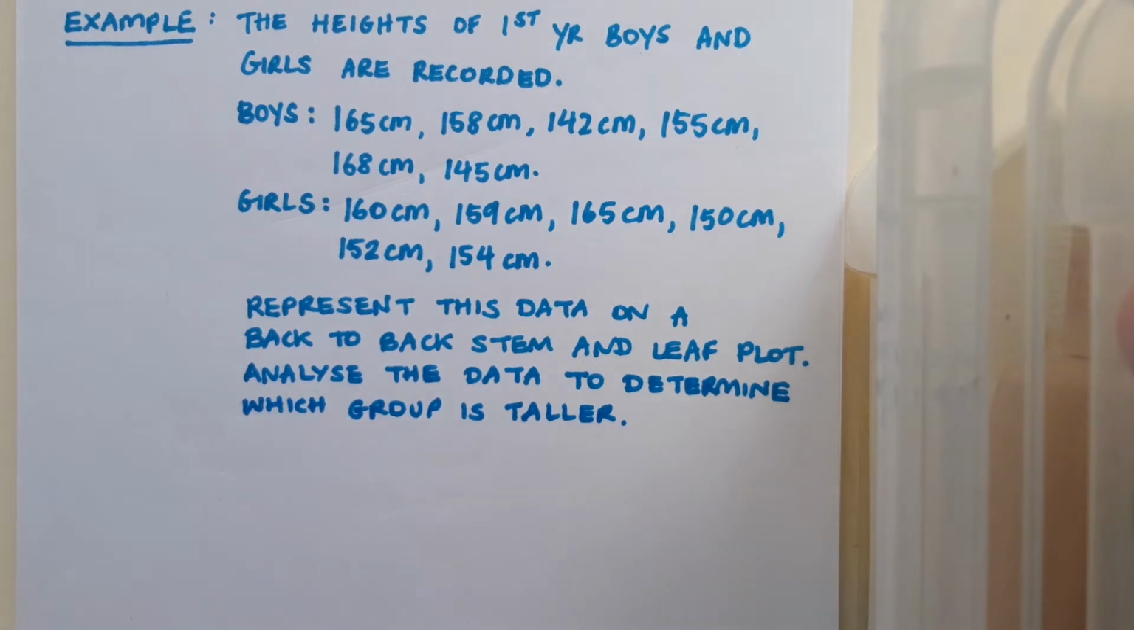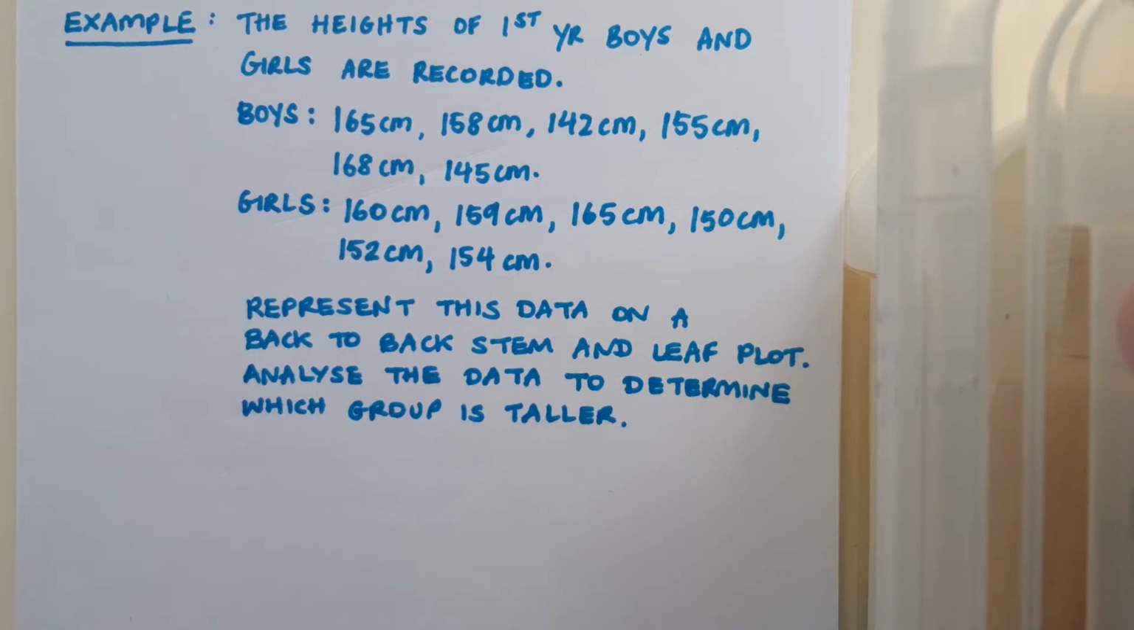The heights of first-year boys and girls are recorded, and the boys' measurements are on the page here: 165, 158, 142, 155, 168 and 145 centimetres. And the girls are 160, 159, 165, 150, 152 and 154 centimetres. And our instruction is to represent this data on a back-to-back stem and leaf plot, and then to analyse the data to determine which group is taller.